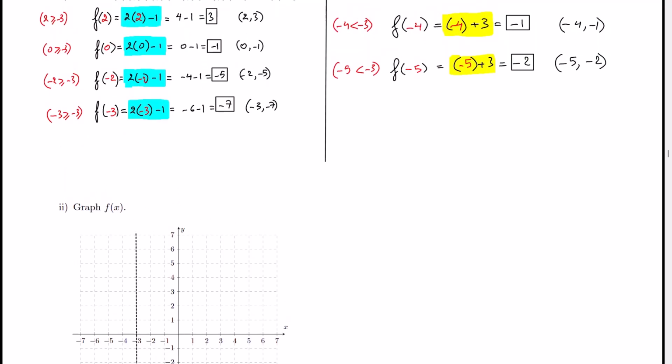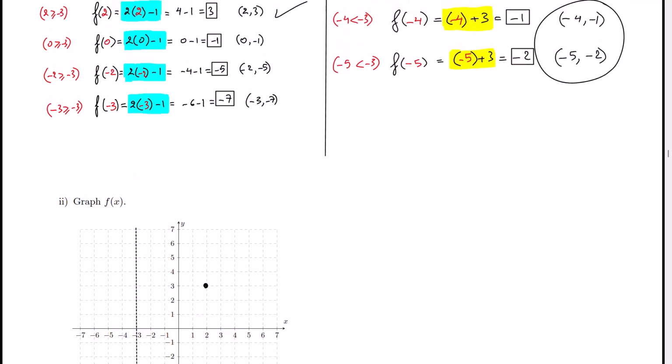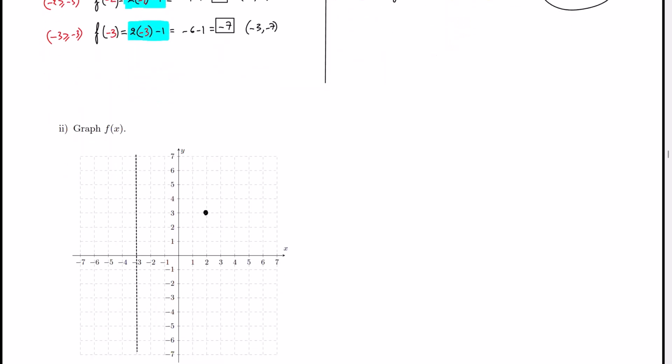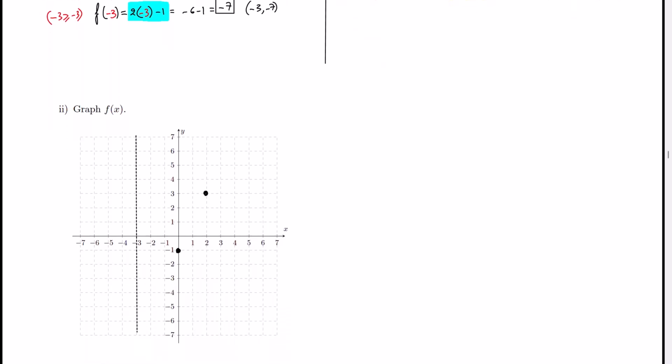And to finish the problem off, I'm going to use these points as my guides. So first of all, I have the point 2, 3. The point 2, 3 will be the point right here. Next, the point is 0, -1. When x is 0, the y is -1. That point is right there. Next, I have the point -2, -5. When x is -2, the y is -5. I get this point over here.